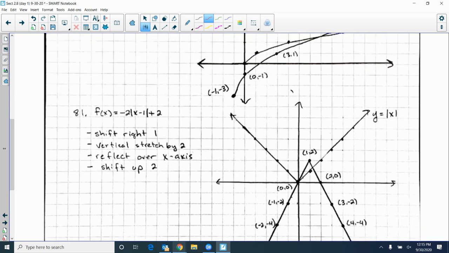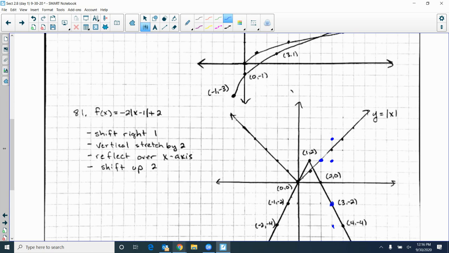And then 81, -2, absolute value. So we got a vertical stretch by 2, a shift right 1, reflect over the x-axis, and then it goes up 2. So in this case, for this vertical one, let me start with this 0, 2. Shift right 1, vertical stretch by 2. So it's at 2, it's going to jump up to 4. Reflect over the x-axis to 1, 2, 3, -4, and then go up 2, and that's where that point ends up. So vertical stretch, double the y-coordinate.